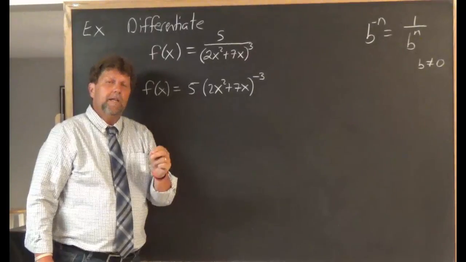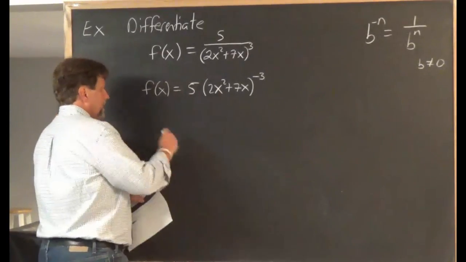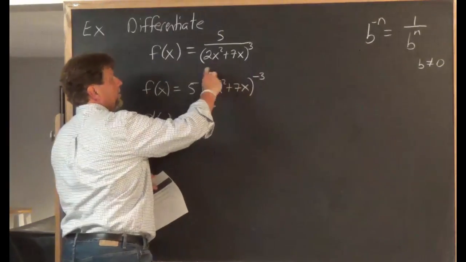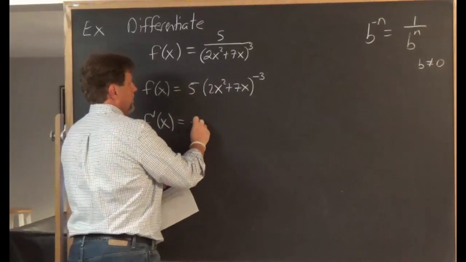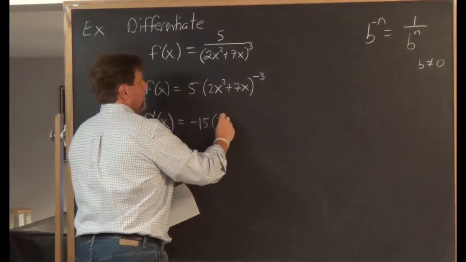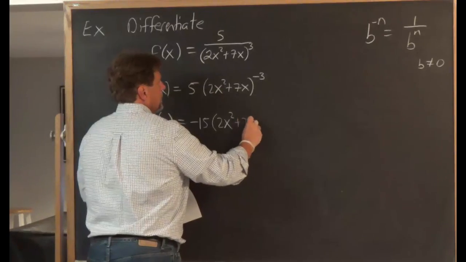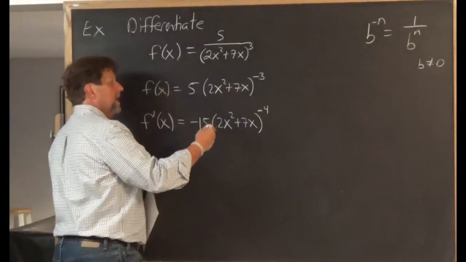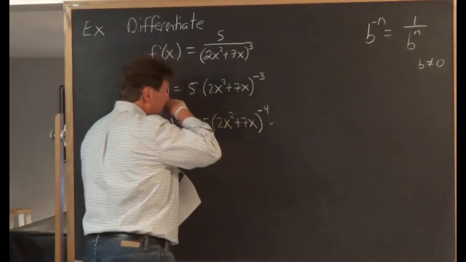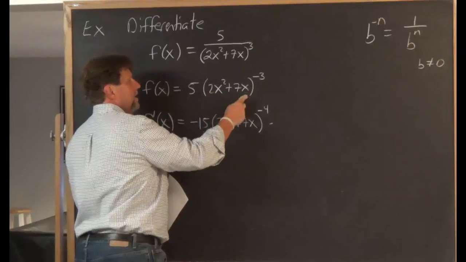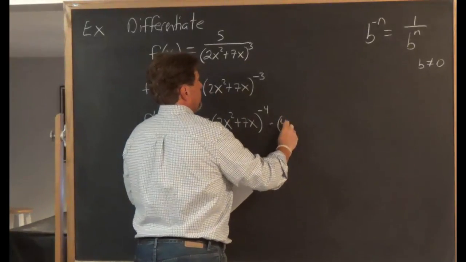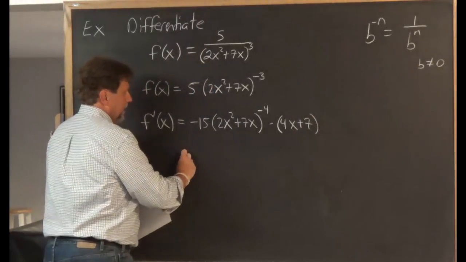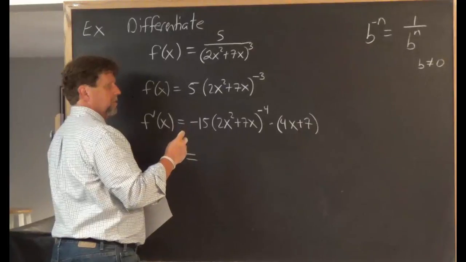Now look how friendly it is to get the derivative. To get the derivative, using the chain rule, we let the negative 3 come out here. 5 times negative 3 is negative 15. Subtract 1 from the exponent. So subtract 1 gives me a negative 4, times the derivative of the inside. Well, the derivative of the inside is 4x plus 7.